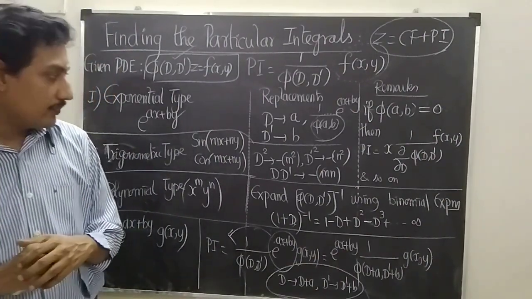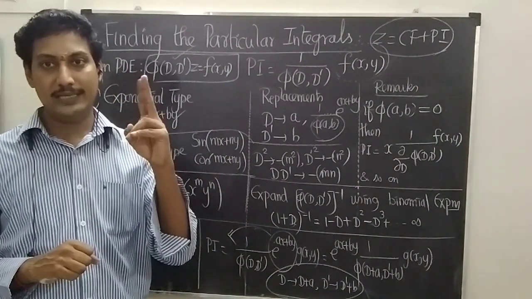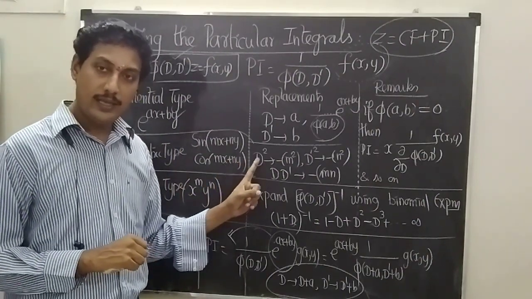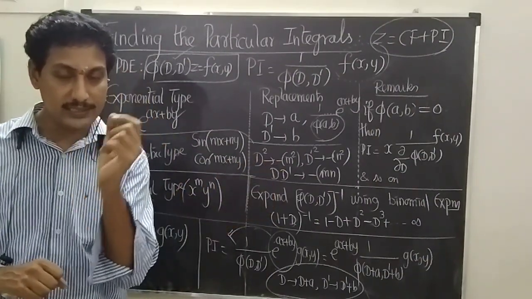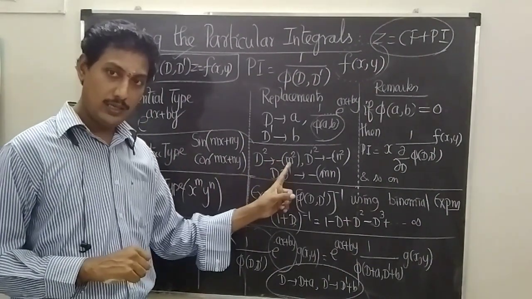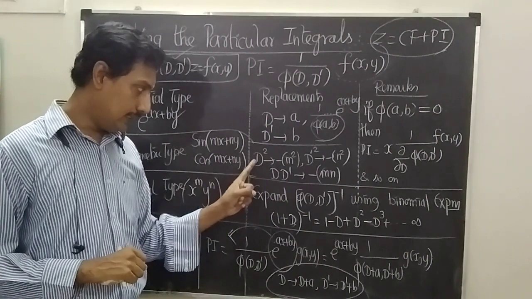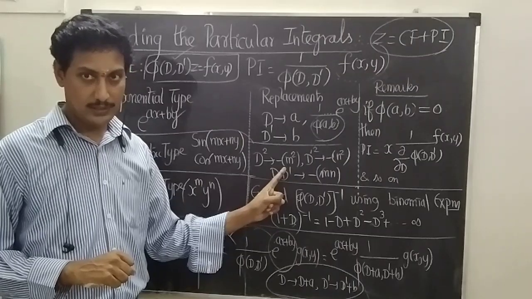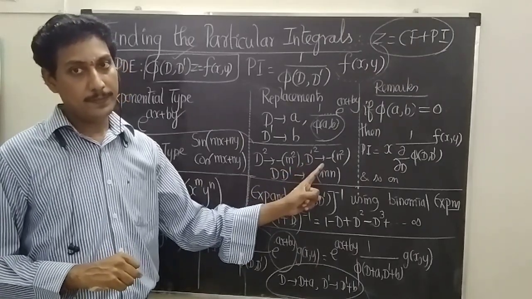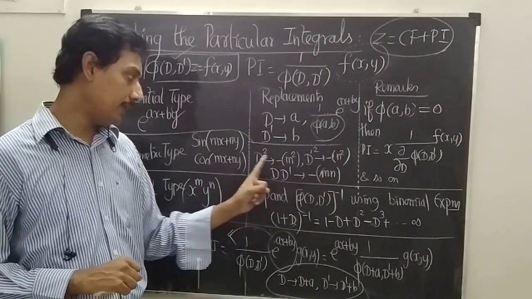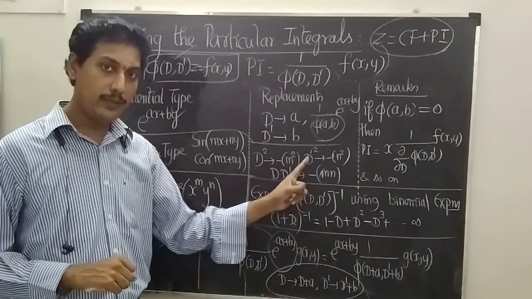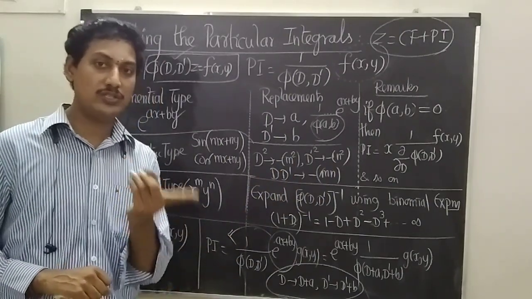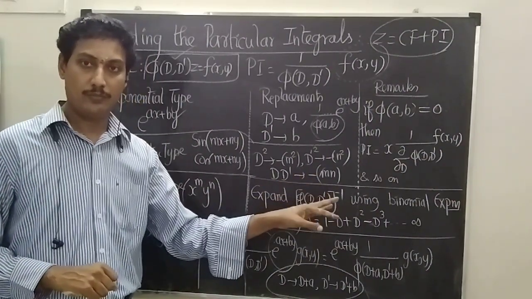But this time the replacement is for the second order partial derivatives. So D square is replaced by minus of the square of the coefficient of x, that is minus m square. D dash square is replaced by minus of the square of the coefficient of y, that is minus n square. And DD dash is minus of the coefficient of x into the coefficient of y, so minus m into n. Got it?